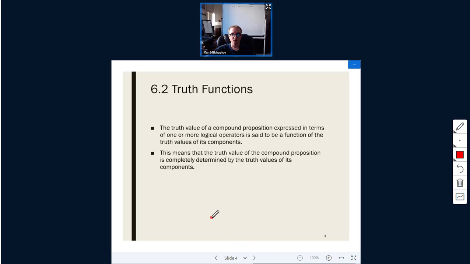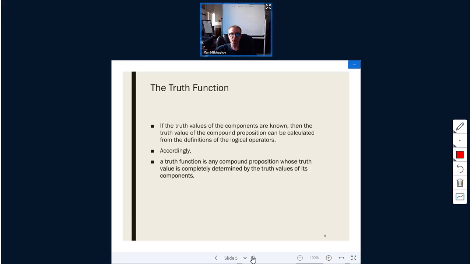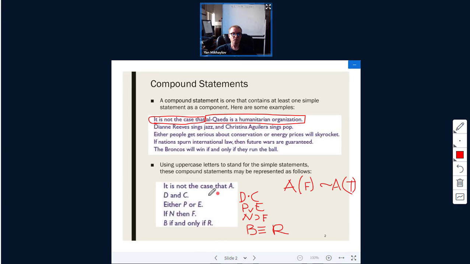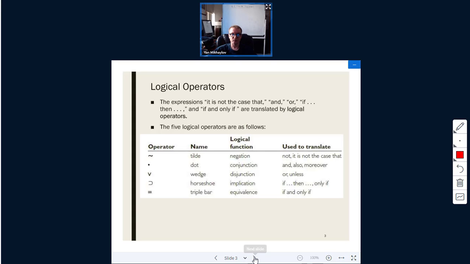What is a truth value? The truth value can be completely determined based on this. Let me see, where's the definition? A truth function is any compound proposition whose truth value is completely determined by the truth values of its components. So any proposition which we can figure out the truth value of is a truth function. And if we know the truth value of the components of all these propositions, we can also always determine their truth value.